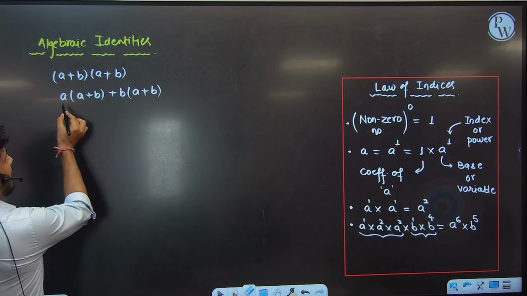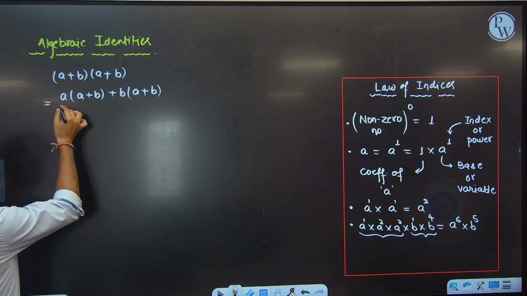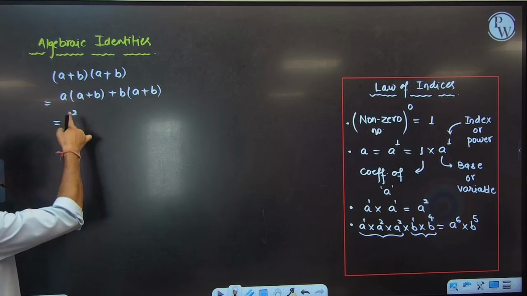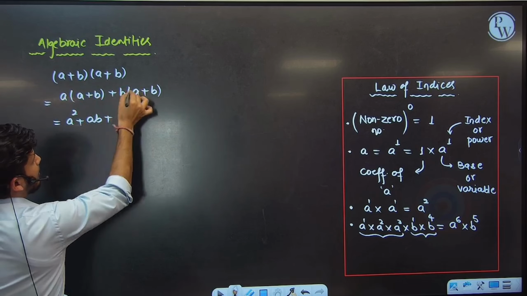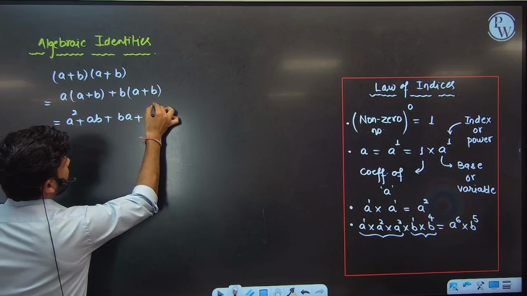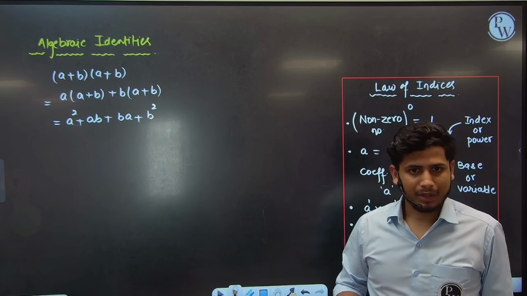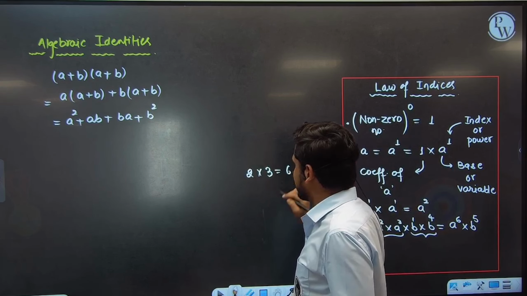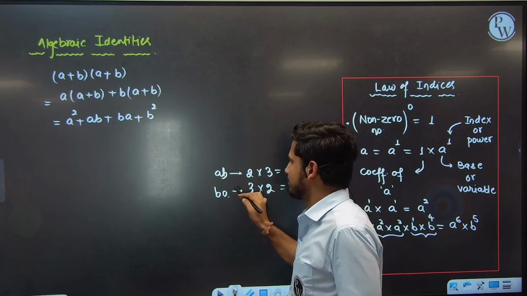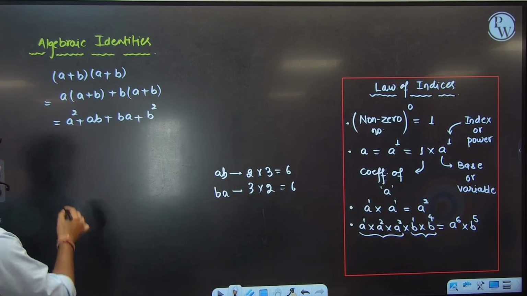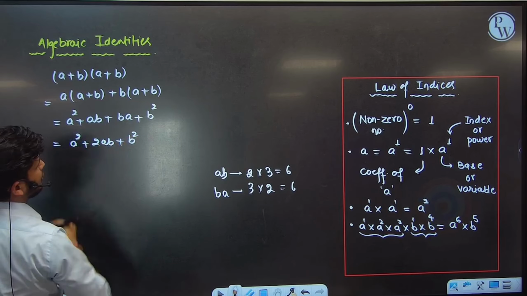Now a multiplied by a, you get a square because the bases are the same. Now multiply a into b, ab, and b into a, ba, and plus b into b, b square. In real numbers, ab and ba are equal because 2 into 3 is equal to 6 and 3 into 2 is also 6. So this means ab and this means ba. So a square plus ab and ab, 2ab, and plus b square.